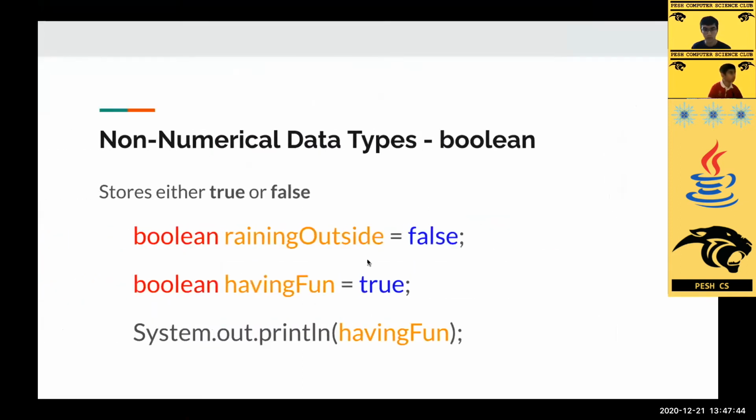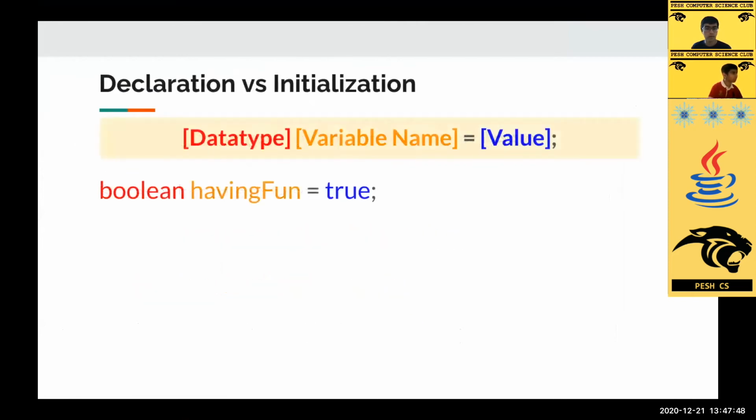But if everyone's good with that, we're going to move on to something related to variables: declaration versus initialization. So far in the examples that we looked at, we created our variable and gave it a value all on one line. So we said boolean having fun equals true. But what if I wanted to create my variable and give it a value later on? So I just have boolean having fun and then I set it to true sometime later in my code. I don't want to do it immediately in one line.